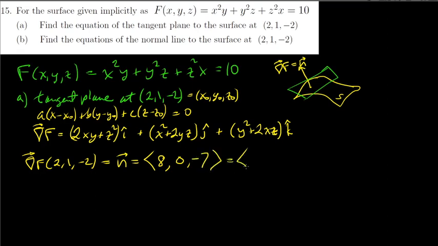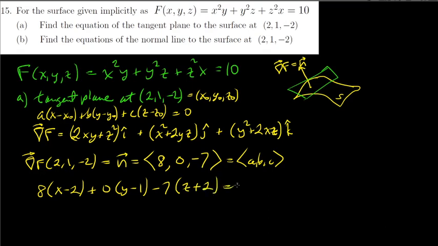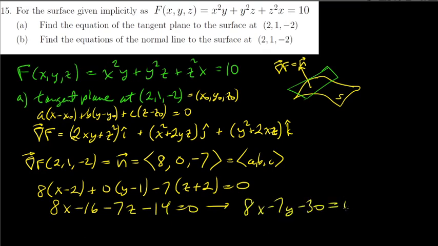So there's my a, b, and c. And I think you can take it from here, right? Plug in the numbers. Minus 7 times z minus negative 2, which is z plus 2, equals 0. So we get 8x minus 16 plus 0 minus 7 times z minus 14 equals 0. So 8x minus 7z minus 30 equals 0, or equals 30. Well, I'll leave it this way. Like I say, I'm not picky about that.